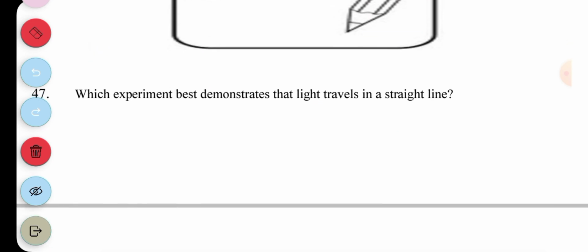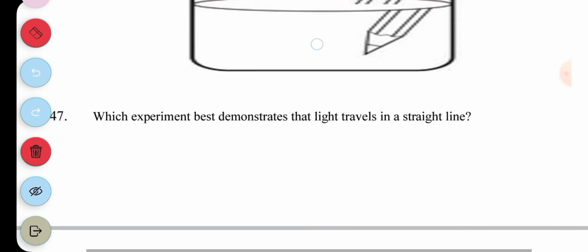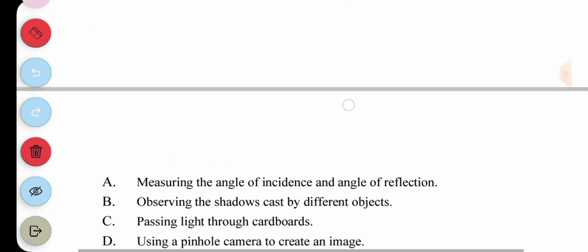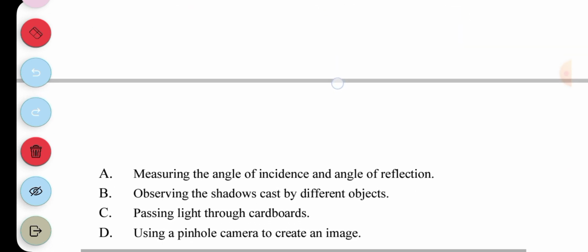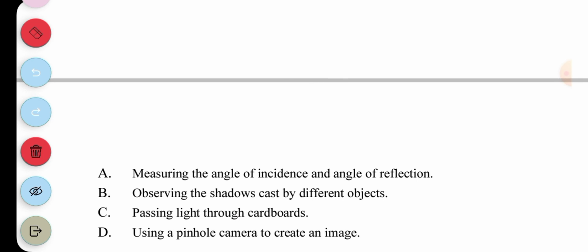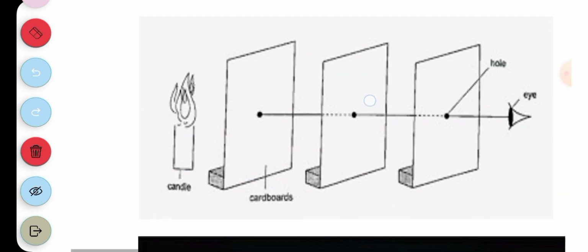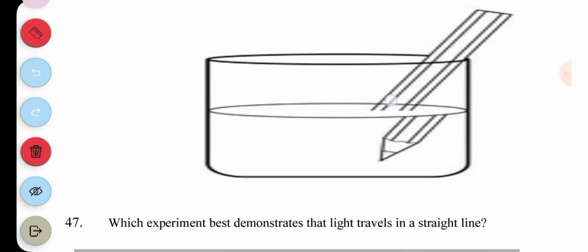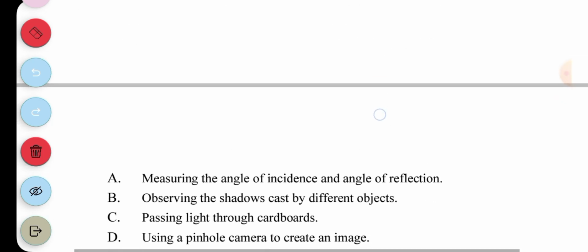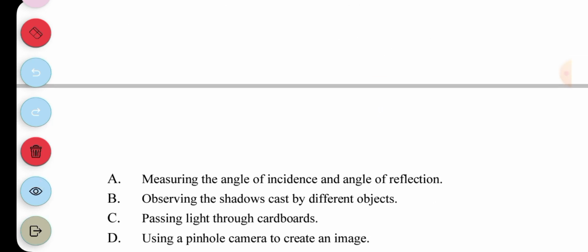So which experiment best demonstrates that light travels in a straight line? A. Measuring the angle of incidence and angle of reflection. B. Observing the shadows cast by different objects. C. Passing light through cardboard. D. Using a pinhole camera to create an image. So let's look at the first image again. So the answer to question 47 is C. Passing light through cardboard.